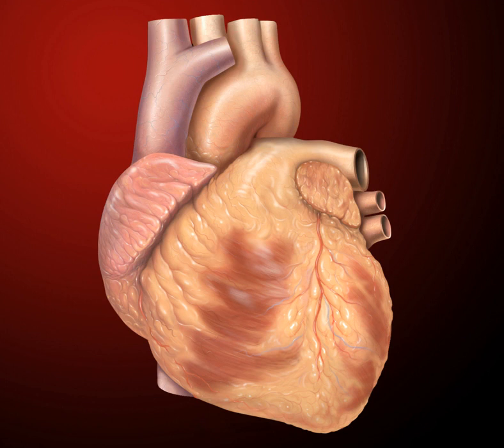The interatrial septum separates the atria and the interventricular septum separates the ventricles. The interventricular septum is much thicker than the interatrial septum, since the ventricles need to generate greater pressure when they contract.